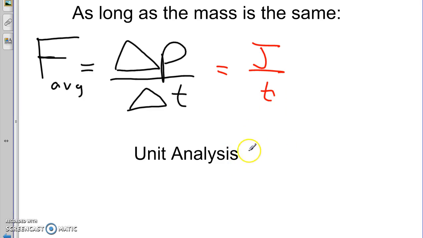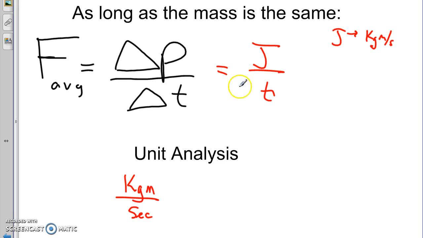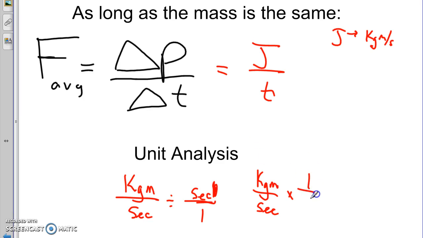Let's see if that works out. Let's look at the unit analysis real quick. We just talked about impulse, and I didn't tell you because I think that you should understand that the units of impulse, J, are the same as momentum, kilogram meter per second. So let's do some unit analysis. If we have kilogram meter per second divided by seconds, I don't know how to divide fractions, so instead I'm going to flip and multiply. Kilogram meter per second times 1 over seconds. And this gives me, multiply across the top, nothing cancels, so I just have kilogram meter per second squared.